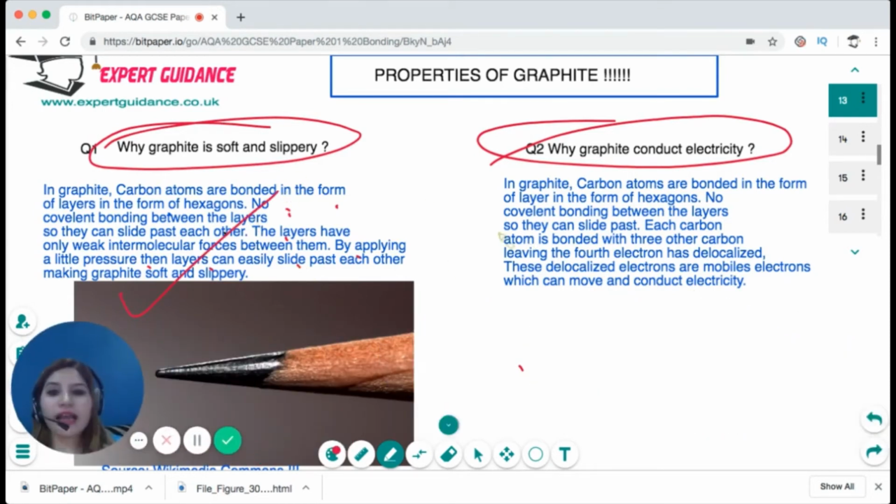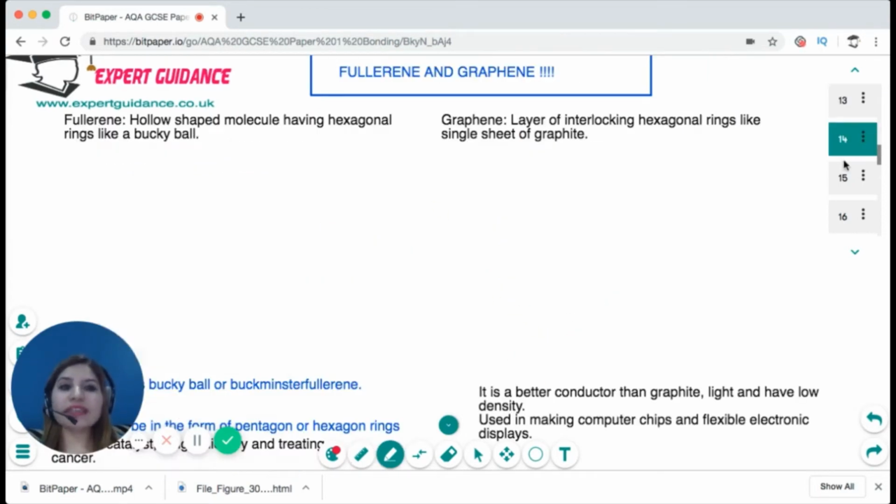On the other hand, in graphite, carbon atoms are bonded in the form of layers, in the form of hexagons. No covalent bonding is present between the layers, so they slide past each other. Each carbon atom is bonded with 3 other carbons, leaving the 4th electron delocalized. And these delocalized electrons are mobile electrons which move and conduct electricity.